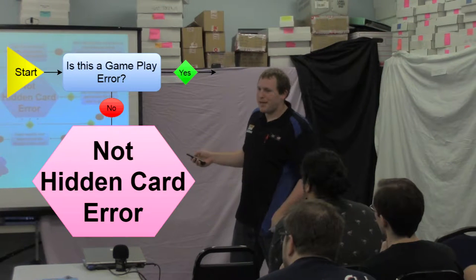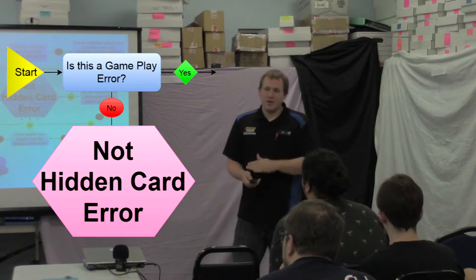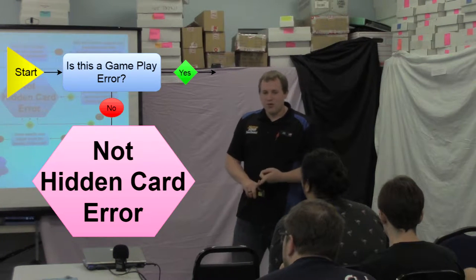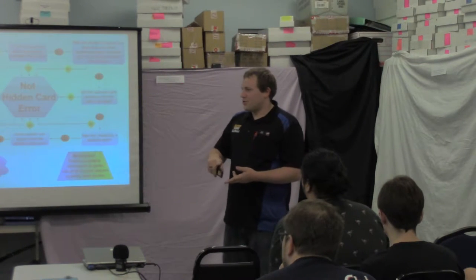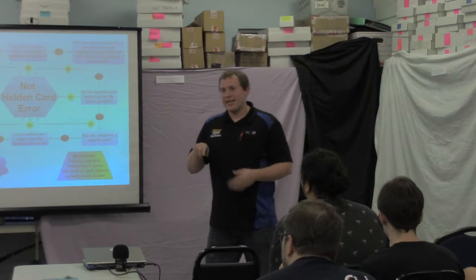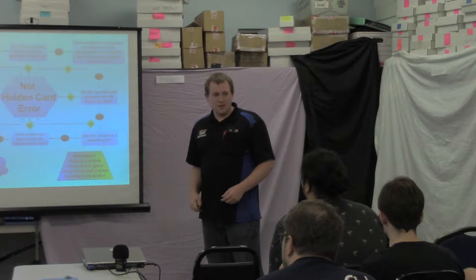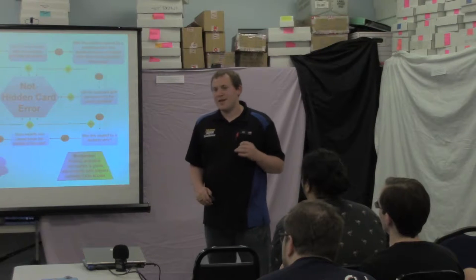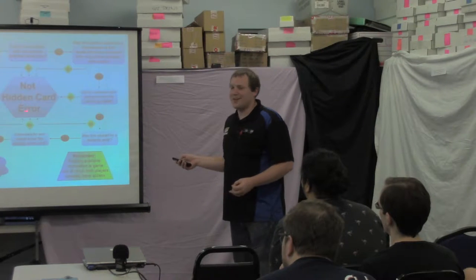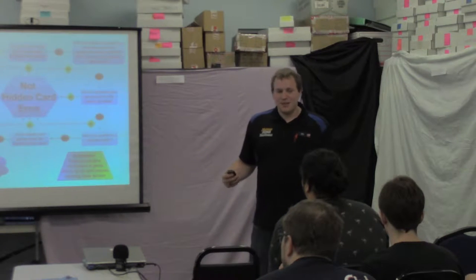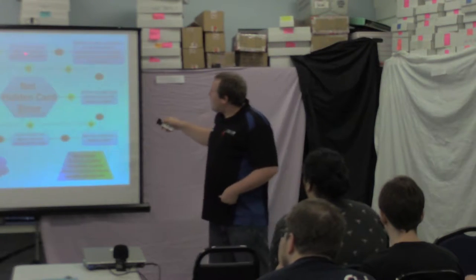So is this a gameplay error? That's the big category that involves a couple other penalties below it. That's anything from game rule violation to mistrigger and anything that falls under gameplay error. So not tournament errors, not unsporting conduct. If it's not a gameplay error, if this is a tournament error or some kind of unsporting conduct, it's not hidden card error. So we follow the no down, not hidden card error. And that's something you probably already know. And that's the same idea for all of this stuff.